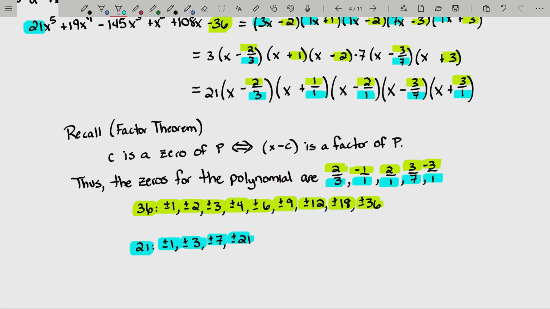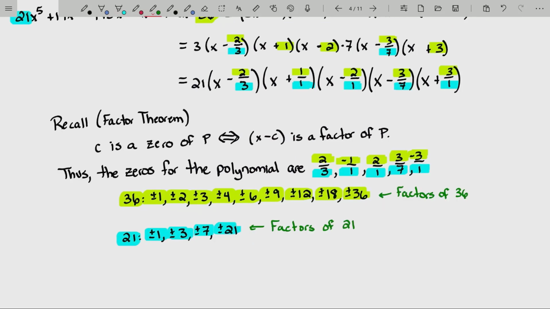What do all those numbers have in common with 21? Well, if you said that they all divide into it, you are absolutely correct. They divide nicely into 21. And the same thing with all those numbers highlighted in yellow: 1, 2, 3, 4, 6, 9, 12, 18, and 36 all divide into 36. Those are called the factors of 36 and the factors of 21. And this actually motivates how we got our zeros.